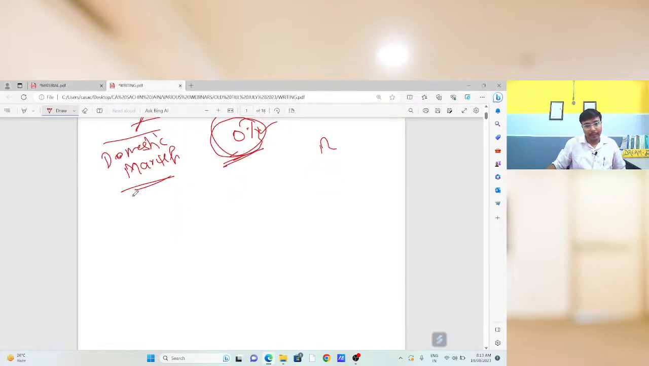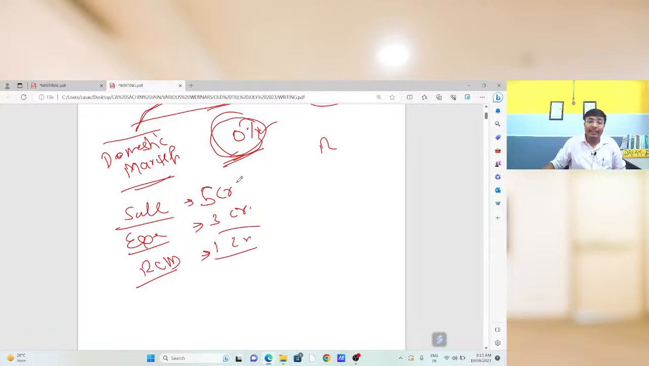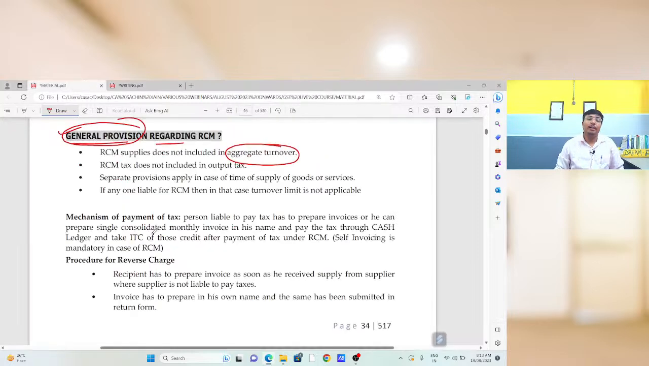Suppose I have sales, and exempted supplies are also there. Sale is for 5 crore rupees, exempted supplies for 3 crore rupees, and I have made certain payment of taxes under reverse charge mechanism for 1 crore rupees. When you calculate the aggregate turnover of that particular entity, you just need to take care of this 8 crore rupees. We are not going to take this 1 crore rupees because this is under reverse charge mechanism.